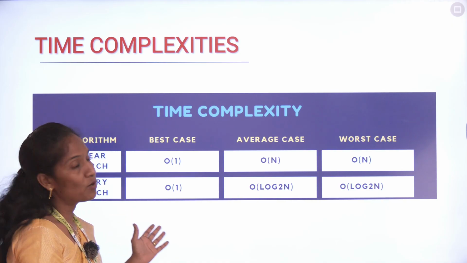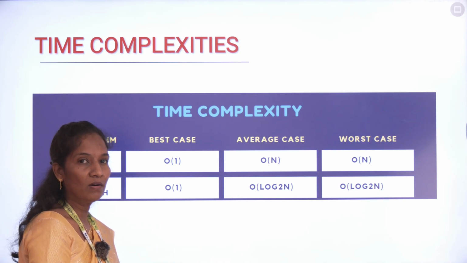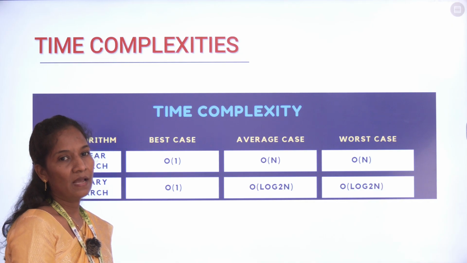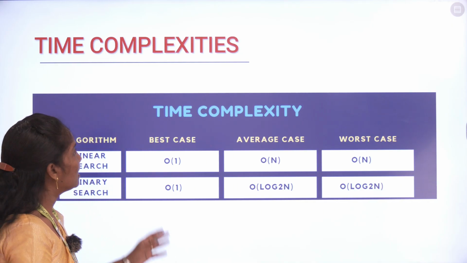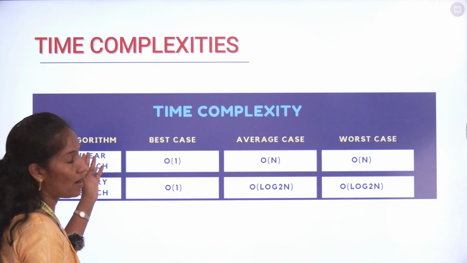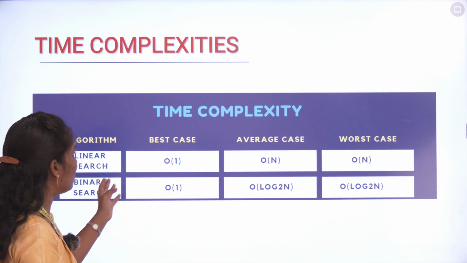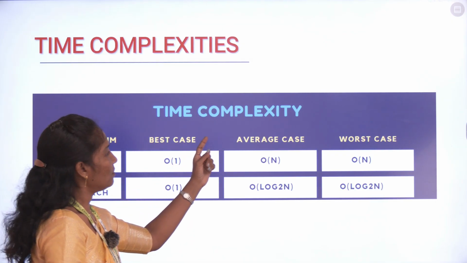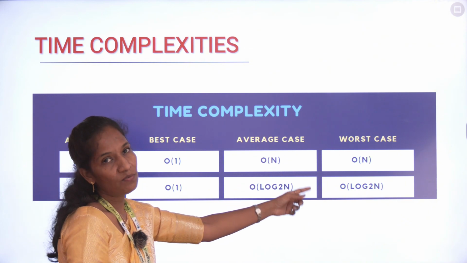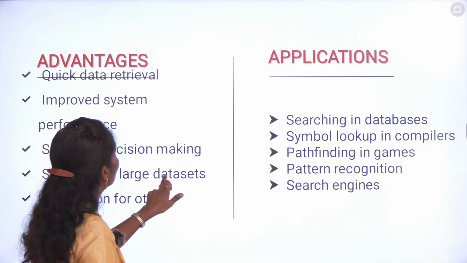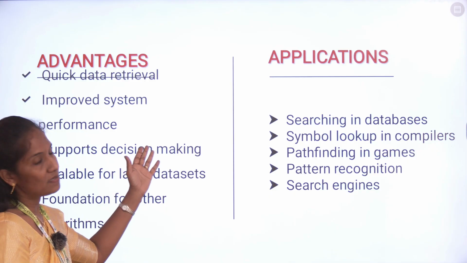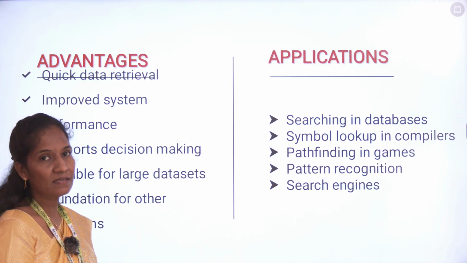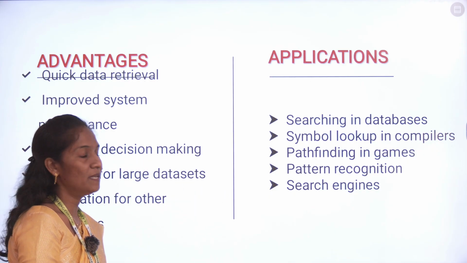Now we'll see the time complexities of both the algorithm called linear search and binary search. So the time complexity of linear search and binary search is given in terms of best case, average case and worst case. These are the advantages and applications of linear search and binary searching.